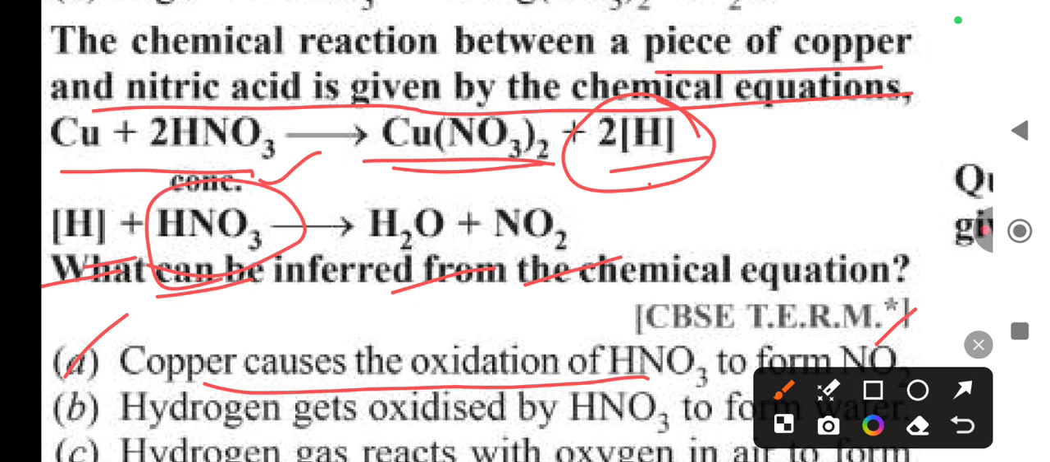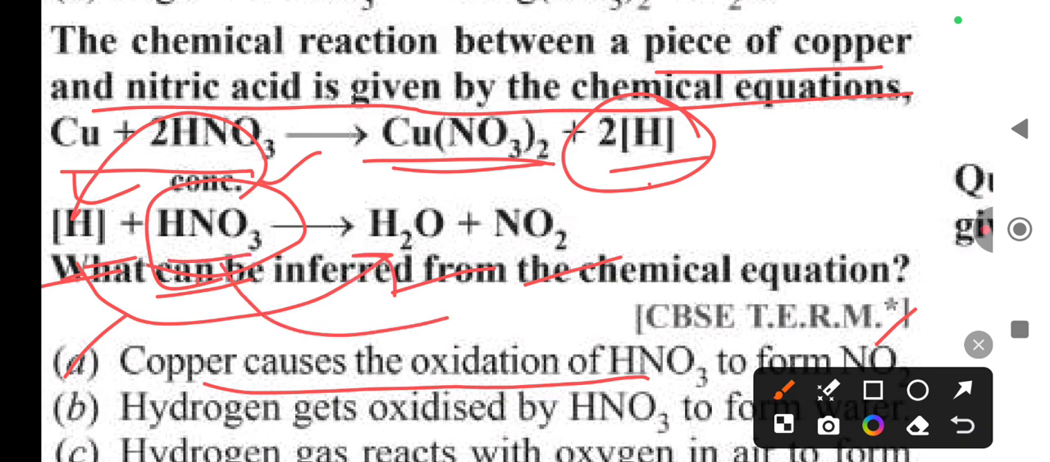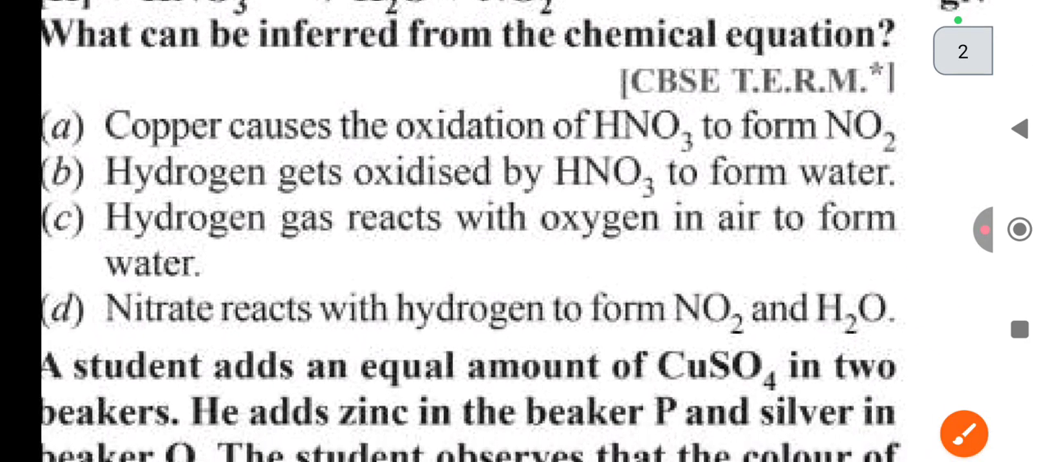Okay, nitric acid is a strong oxidizing agent, so what will it oxidize? Hydrogen. Okay, so after oxidation of hydrogen, hydrogen gets oxygen. Now it will convert into water. Okay, and from nitric acid what will release, it is nitrogen dioxide. So it is not because of copper, but it is because of hydrogen that is released when copper reacts with nitric acid.